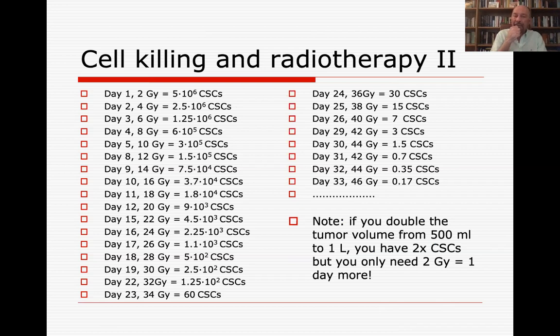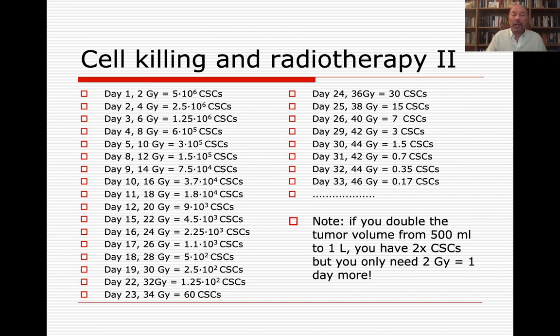After 2 gray, you will have 5 per 10 to the 6. After 4 gray, 2.5 per 10 to the 6, and so on and so forth. Every day you have a half, and you see we skip the weekends, because normally you don't have therapy at the weekend. So from day 5 to day 8, you still have the same value. As I said, we ignore repopulation here. There's no repopulation in this plot.